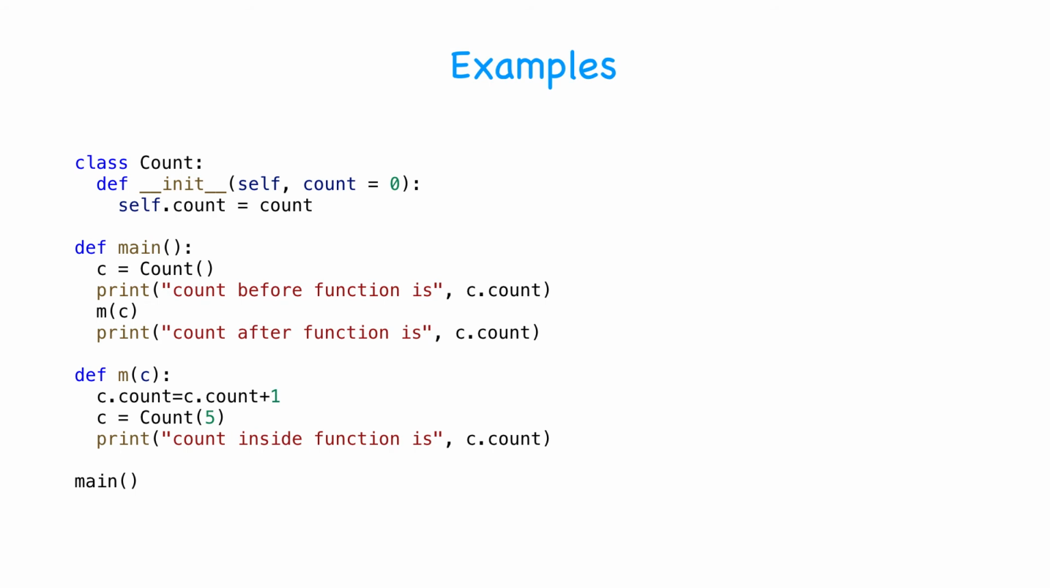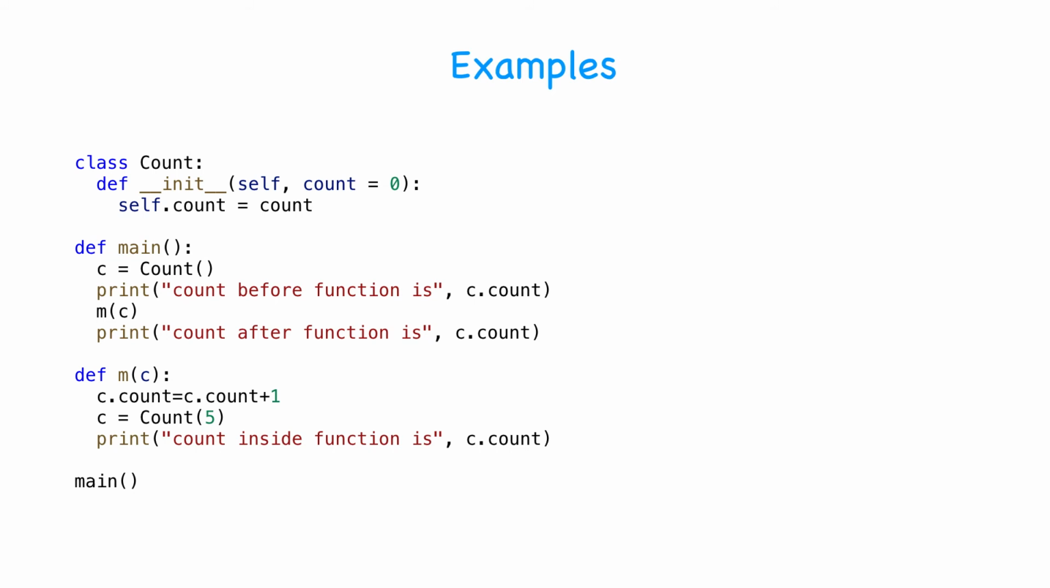So you have a main function which invokes this class count with no arguments. If you don't give any arguments, it takes the default argument which is defined in the class. So C is an object of class count, and when you print the value of C, of course you are going to get the default value which is 0. Now I am calling a function within this main function. So M is a function and I am passing C as an argument. As you know, C is an object of class count and I am passing that as an argument to the function M.